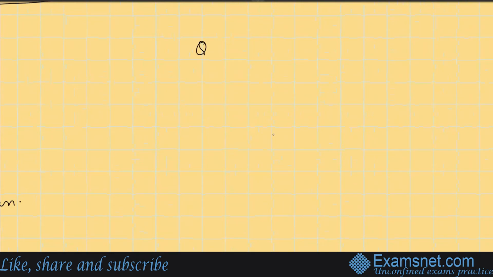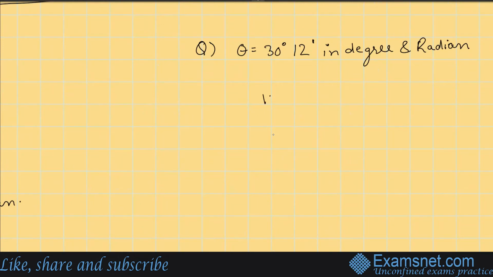So plane angle, I already told you. Somebody gives you a question of theta 30 degree and 12 minutes basically, right? So you have to convert in degree and radian. Popular question. So how would you be converting this? You already know, like 12 minutes. Let's convert this first. 12 minutes in degree would be 1 over 60 multiplied by 12 degree. That's what I told you.